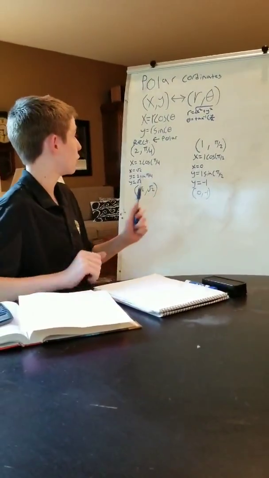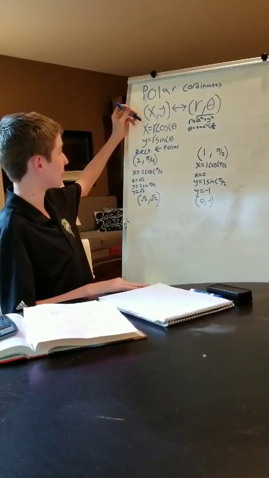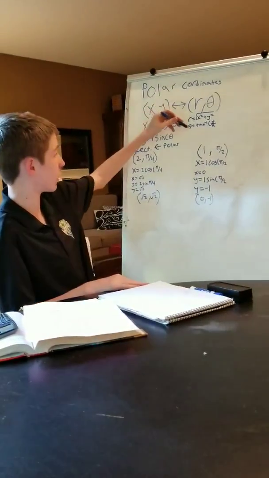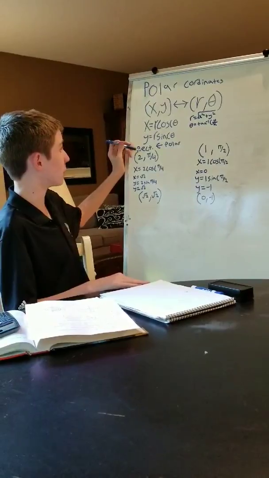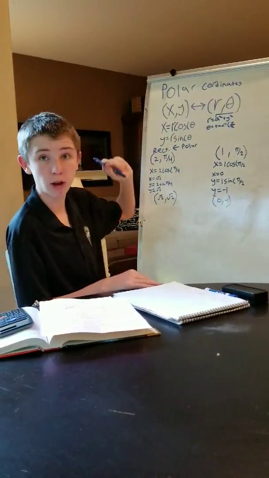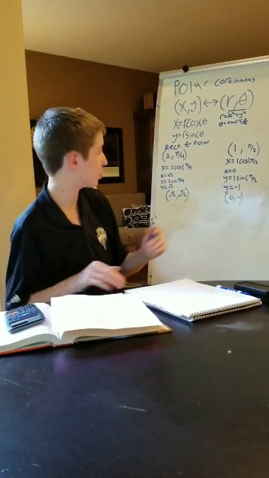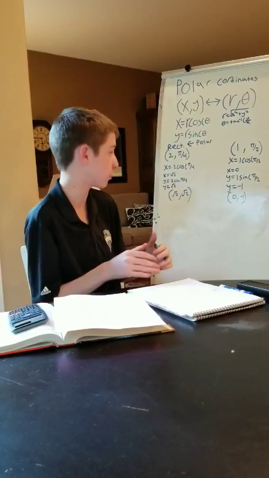So I showed you how to go from rectangular to polar. Now we're going to go from polar to rectangular, so we're going to be using these equations instead of those ones now. Our first problem is that the radius is 2 and theta is pi over 4. Make sure that your calculator is in radian mode instead of degree mode when you're doing the cosine and sine equations for this problem.